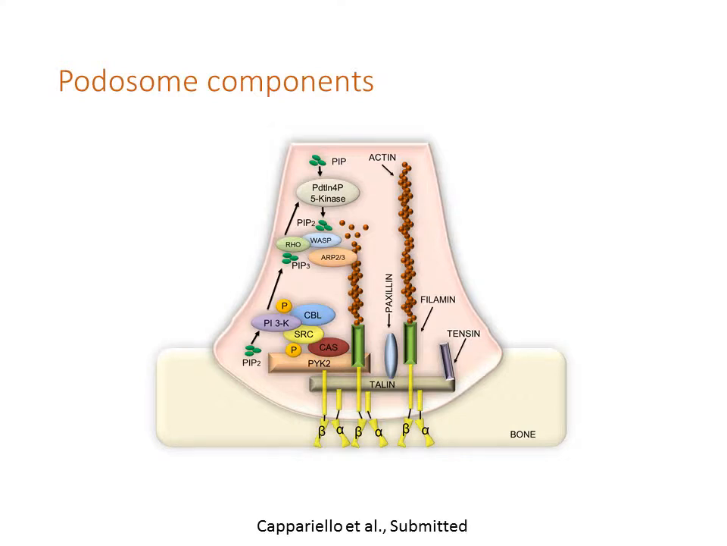Podosomes have many components. You see here actin microfilaments, actin binding proteins, adhesion proteins, integrins, and a number of intracellular molecules that, when the integrins are activated by adhesion to the substrate, signal the cells and change the cell activity.